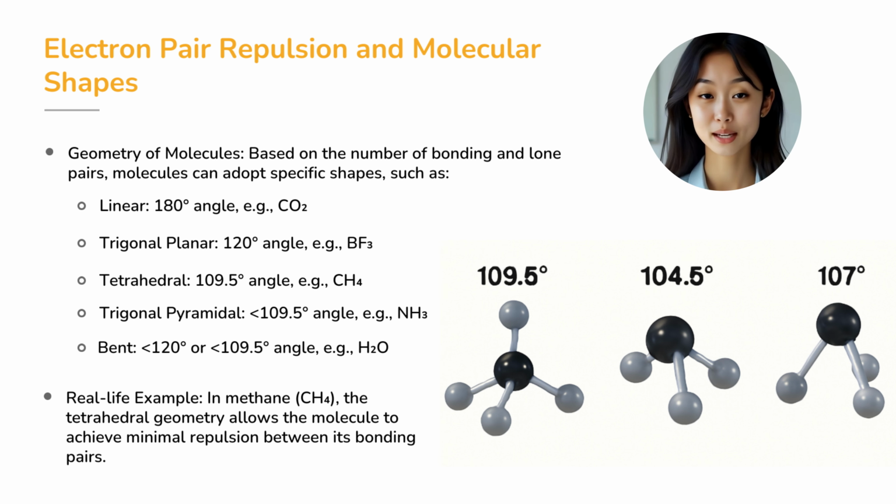In contrast, in molecules like carbon dioxide, spelled CO2, there are 2 bonding pairs, so the molecule adopts a linear shape. Similarly, water, spelled H2O, has 2 bonding pairs and 2 lone pairs, causing the molecule to take a bent shape instead of a linear one. Each of these shapes minimizes electron repulsion and helps explain the physical and chemical properties of the molecules. These shapes aren't just theoretical, they affect how molecules interact with each other in real life.